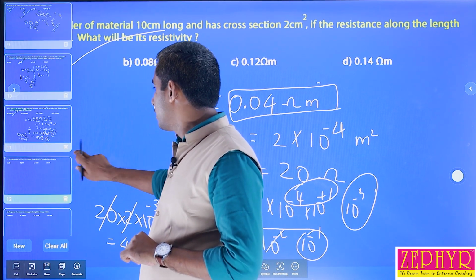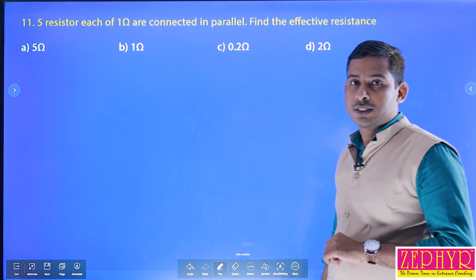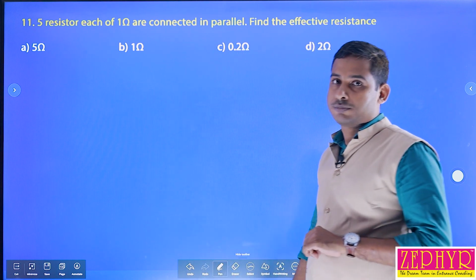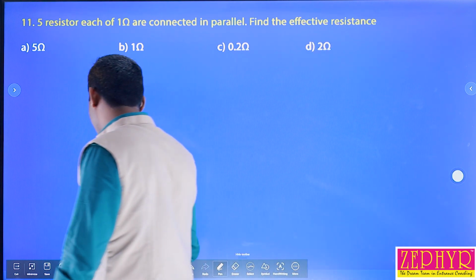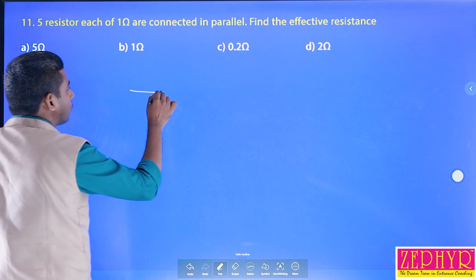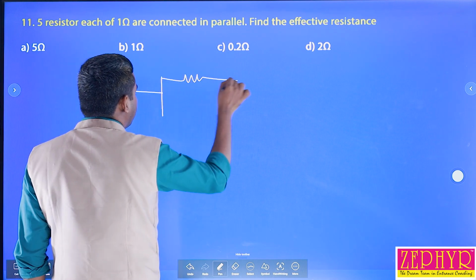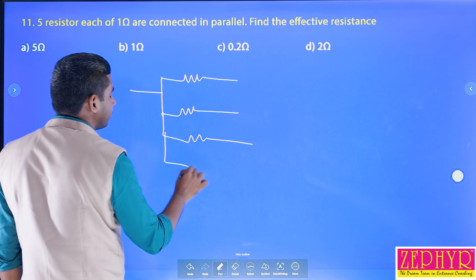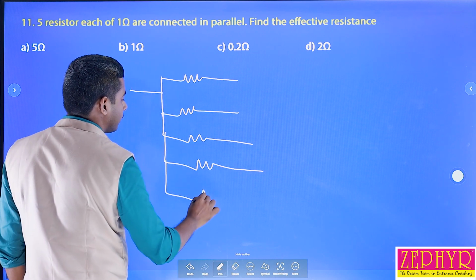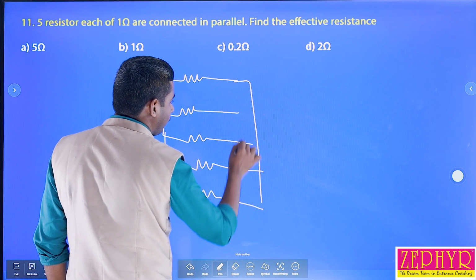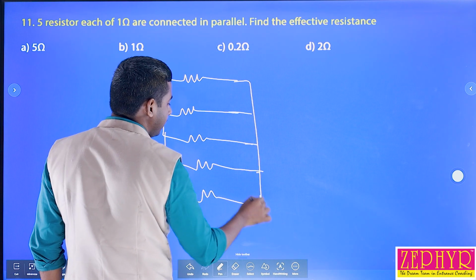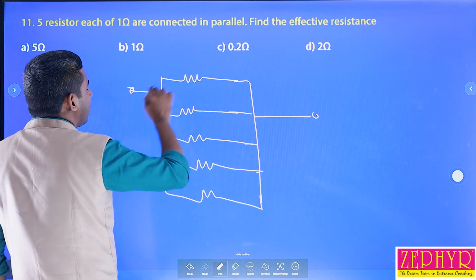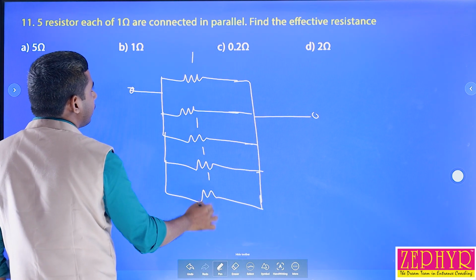Question number 11. Students, the question is: 5 resistors each of 1 ohm are connected in parallel. So see, this is the concept. 1, 2, 3, 4, 5. 5 resistors are connected in parallel. Okay, 5 resistors are connected in parallel having values 1, 1, 1, 1, 1.